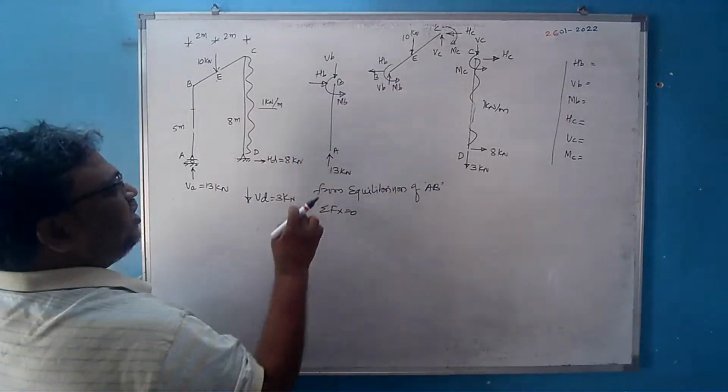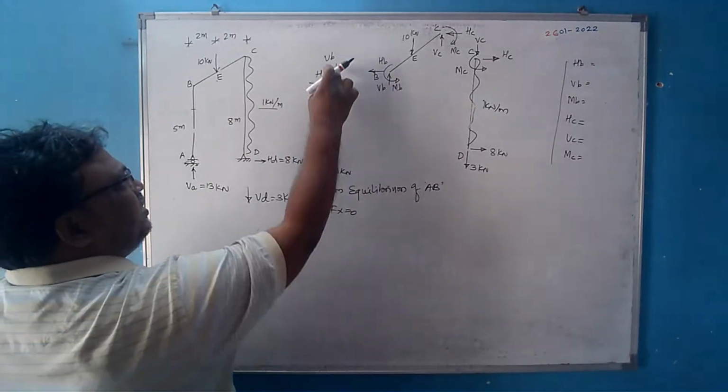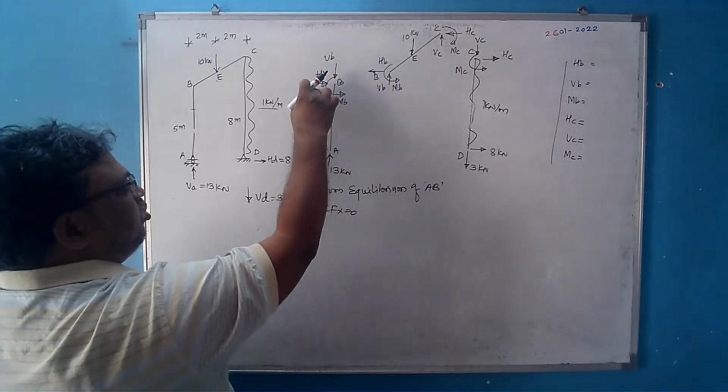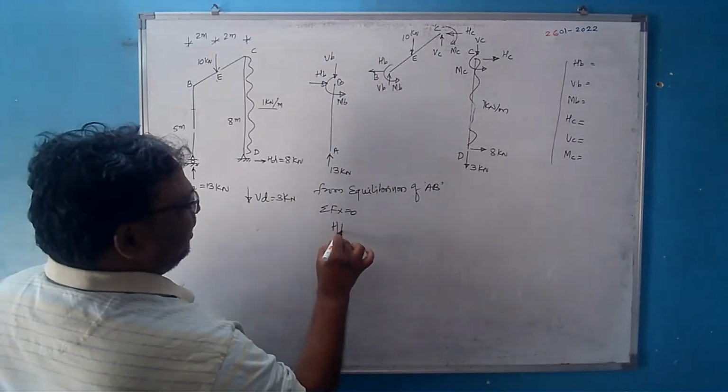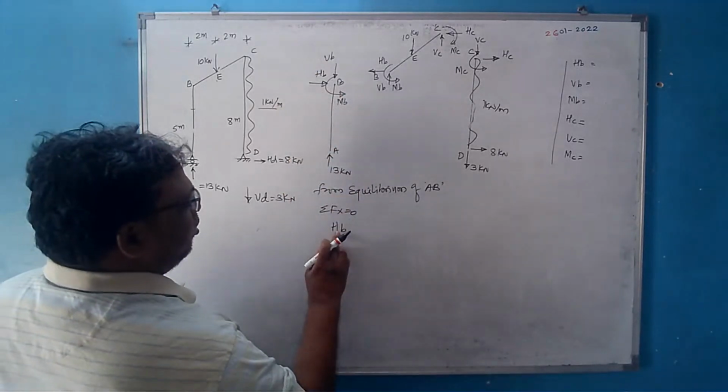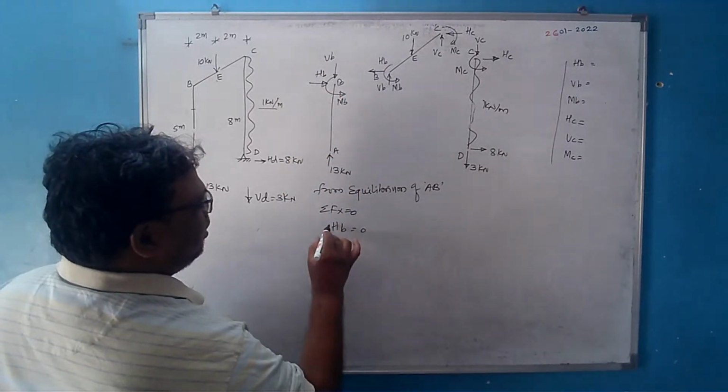If you see, this 13 is the vertical, this VB is vertical, this is a couple. So HB is the only horizontal force acting, and there is no other force acting in the system, horizontal or inclined. So that HB must be equal to 0.